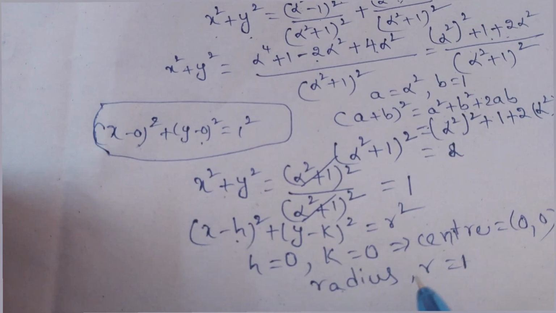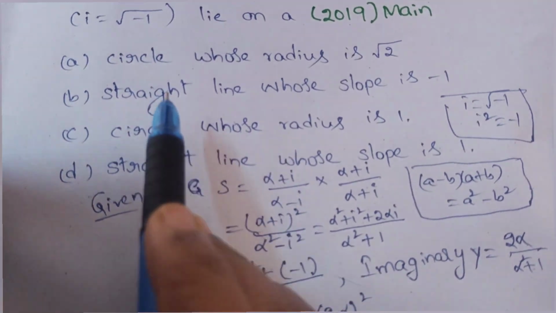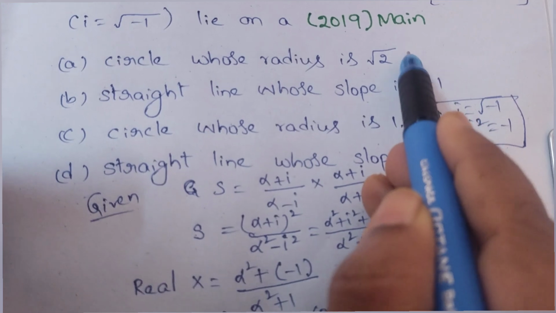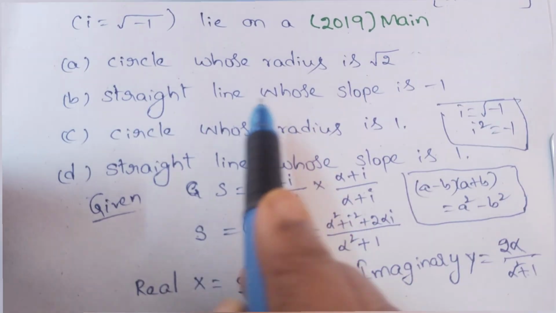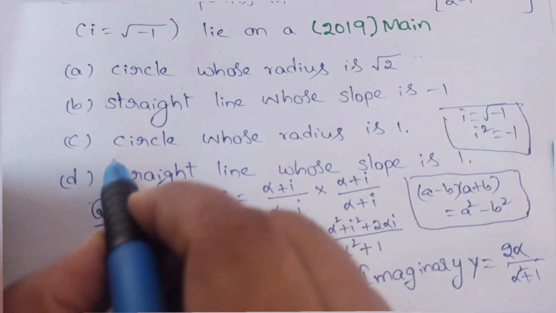Now check the options. Radius 1. Go for the option: circle whose radius is root 2. No, it is wrong. And straight line, it's not a straight line. Circle whose radius is 1. So option C is correct.